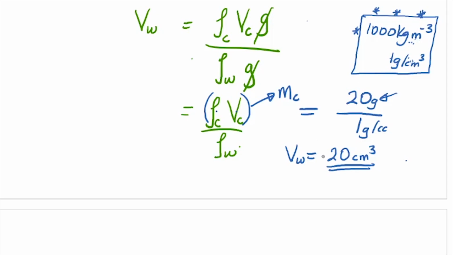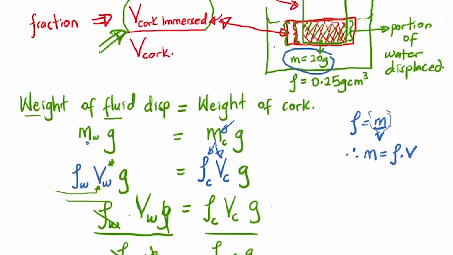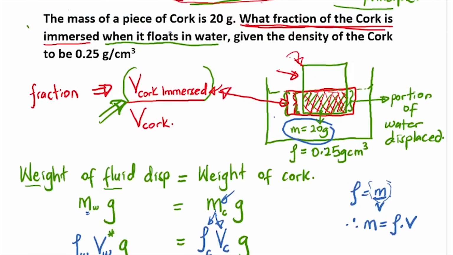So that's the volume of water. And if you are to go back up here, remember the volume of the portion immersed, this is the same as the volume of water. So we've gotten the upper part. Now we need to go ahead and find the volume of the cork itself. That is the entire cork.